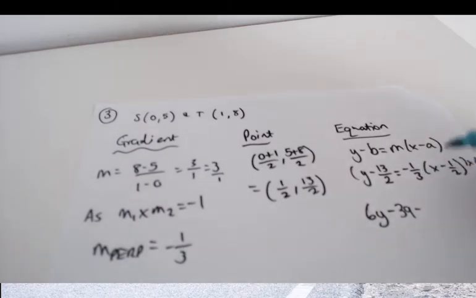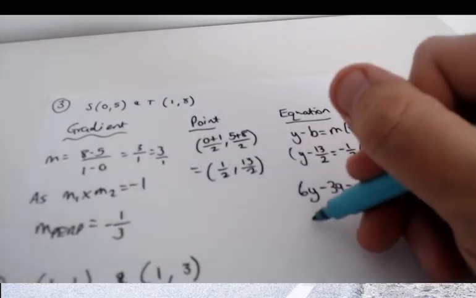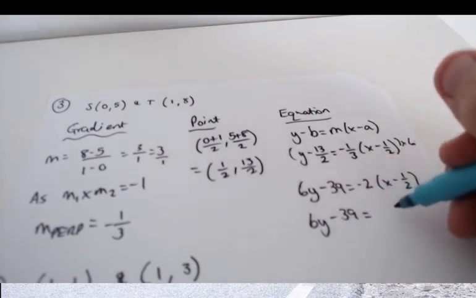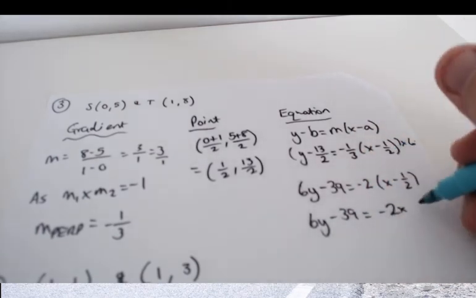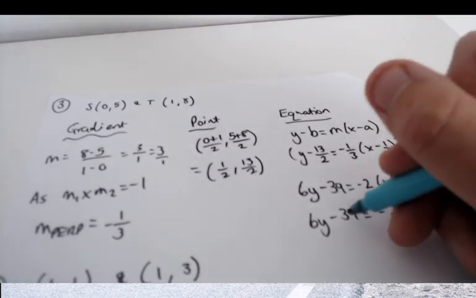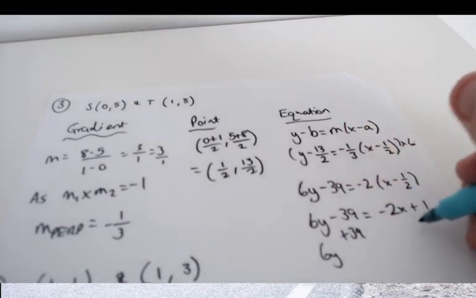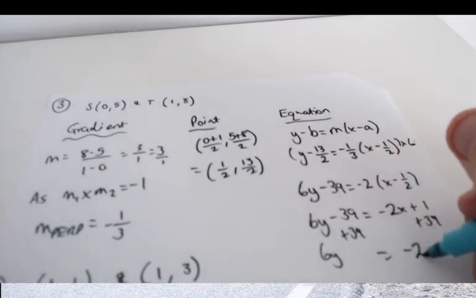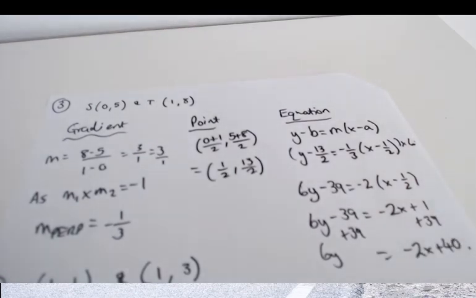Times this by 6. This is different, so minus 1 times 6 is minus 6, divided by 3 is minus 2. Different to anything we've done so far. Remember, the bit in the bracket doesn't get multiplied. Now I'm going to multiply out the bracket. Minus 2x, careful, minus 2 times minus a half is positive 1. And now I'm going to add the 39 to both sides, to get so.